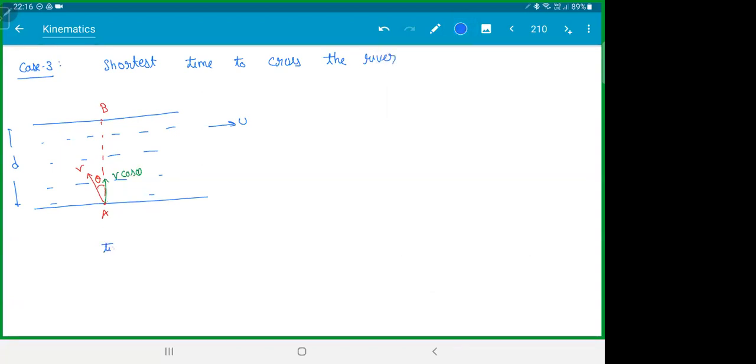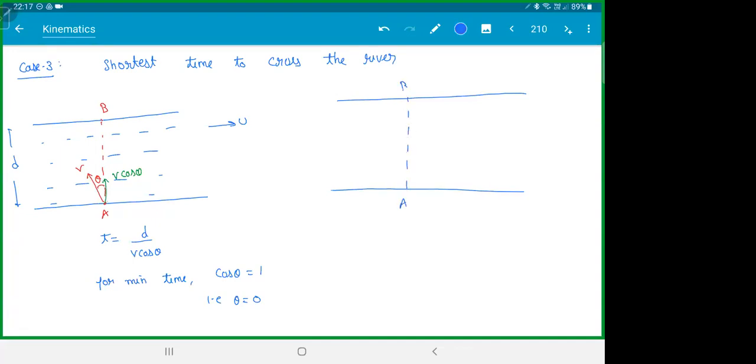So the time would be D by V cos theta. So for minimum time, cos theta should be maximum. So that is, theta is equal to 0. Means the man should swim straight. Now see how it looks.